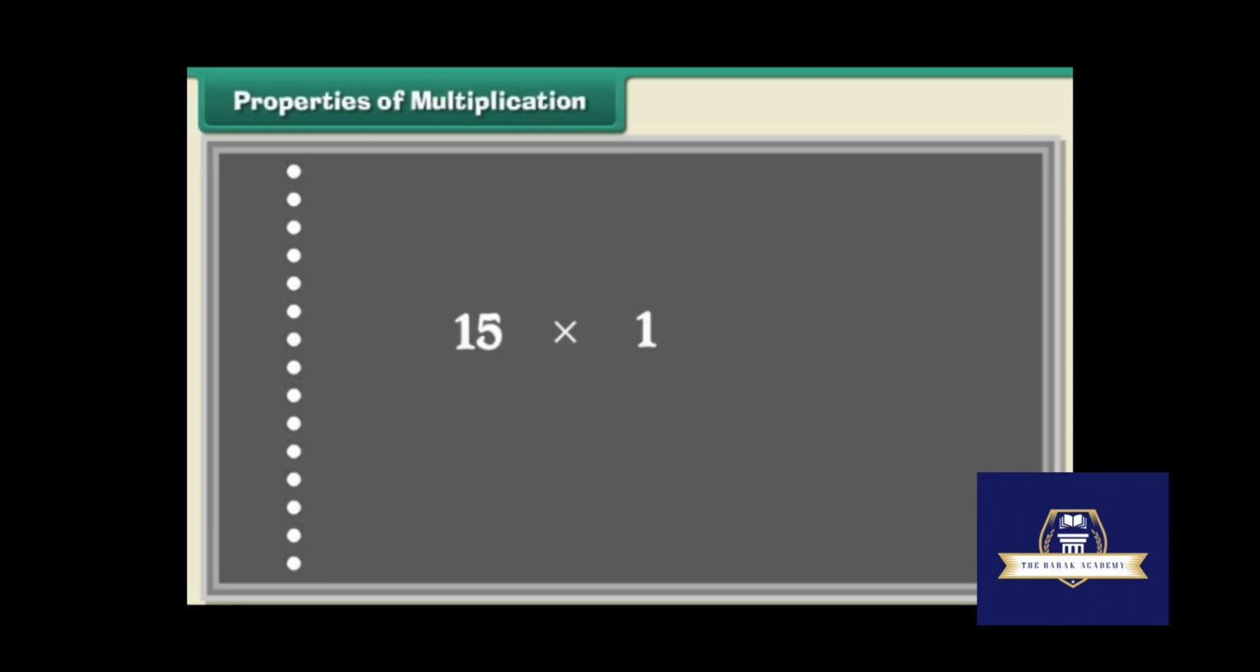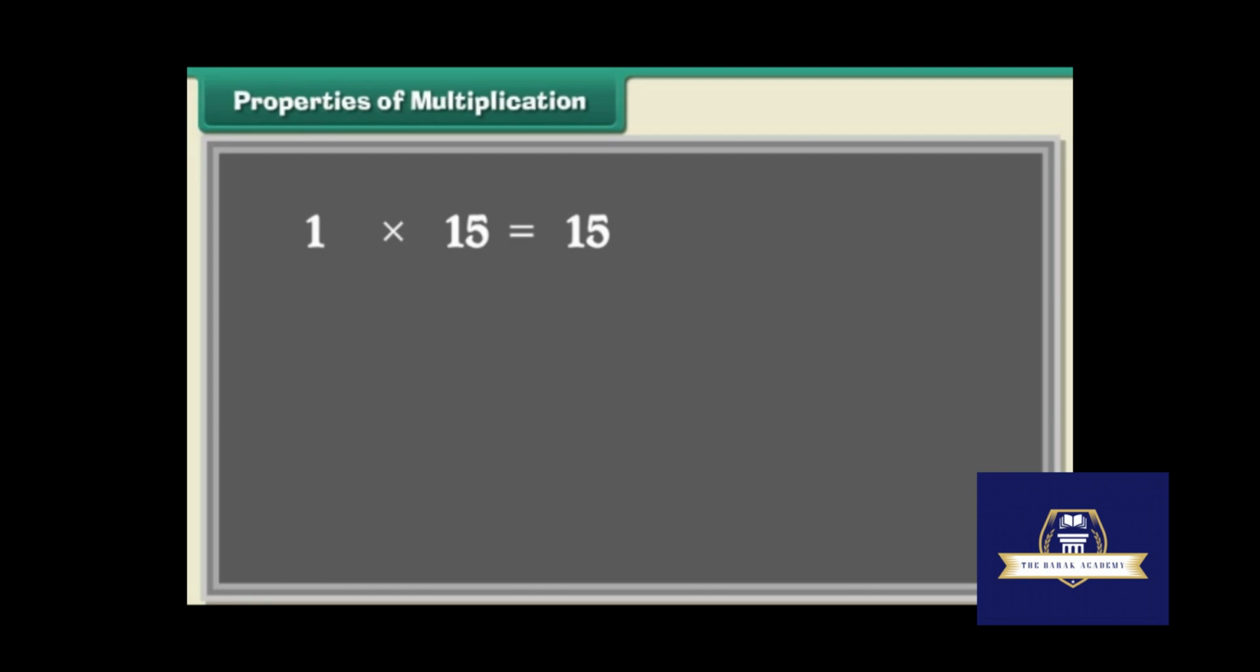Let us look at different arrangements of the 15 dots. The dots can be arranged in a single row of 15 dots. 1 multiplied by 15 is equal to 15. The dots can be arranged in 15 rows of 1 dot each. 15 multiplied by 1 is equal to 15. The dots can be arranged in 5 rows of 3 dots each. 5 multiplied by 3 is equal to 15.